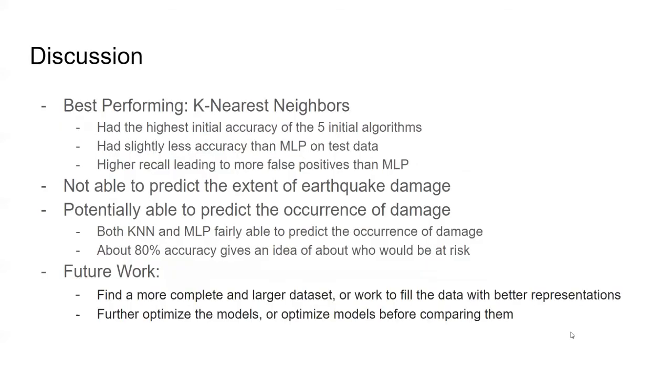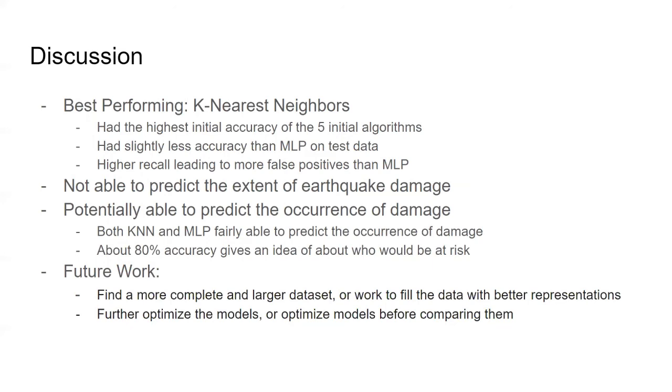However, we decided that the k-nearest neighbors was a better model than MLP. It had the highest initial accuracy of the 5 initial algorithms. It had slightly less accuracy than MLP. However, it had a slightly higher recall than the multi-layer perceptron, which means that it's more likely to predict a false positive, which we believe is good when predicting occurrence of damage.